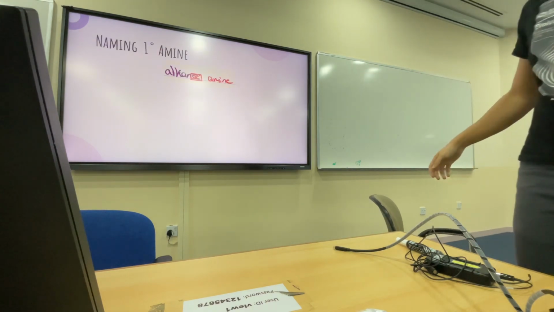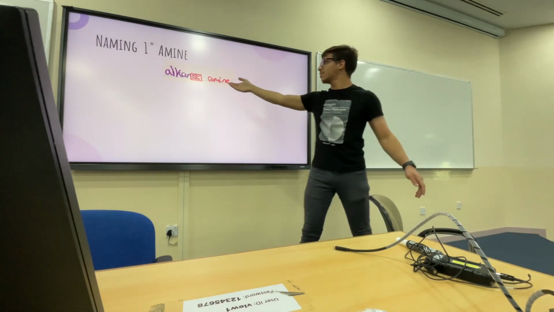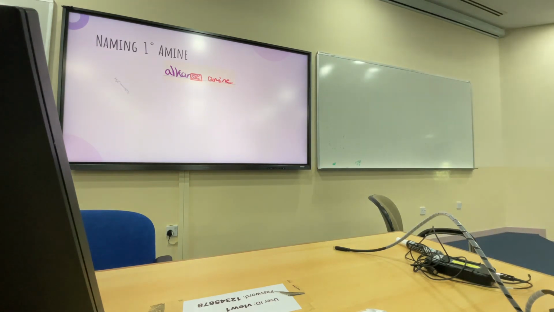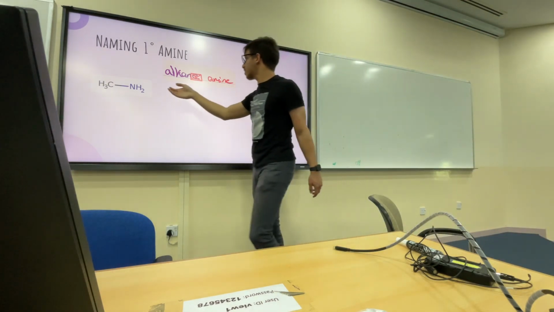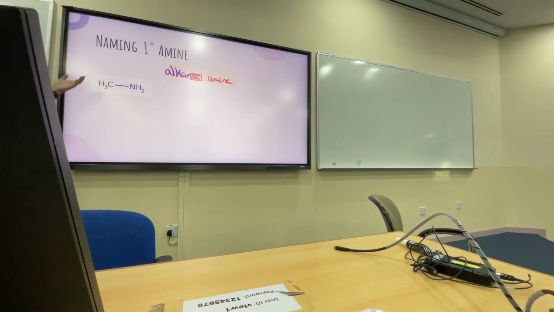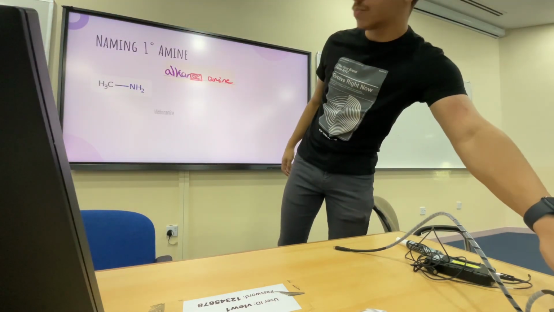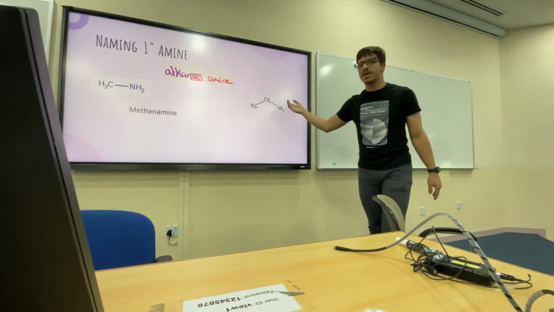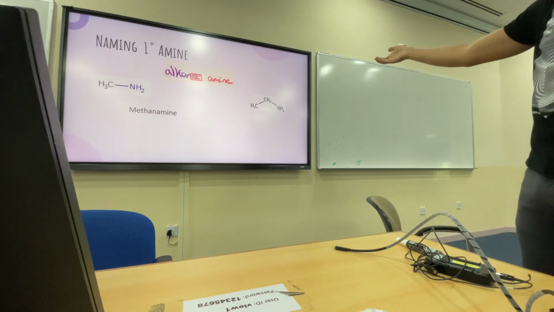Let's start off with the naming. The naming of the amine is the same as the naming of the alkanes, but instead of this E, we remove it and put an amine instead. For example, this CH3 is connected to NH2. If it was an alkane, we would name it methane. But in amines, we'll name it methanamine. Also here, the ethane. It's the same as ethane, but with an NH2 group, it will be named ethanamine.